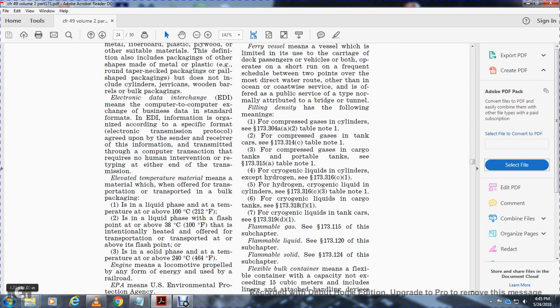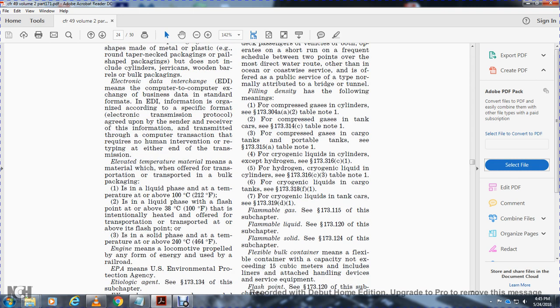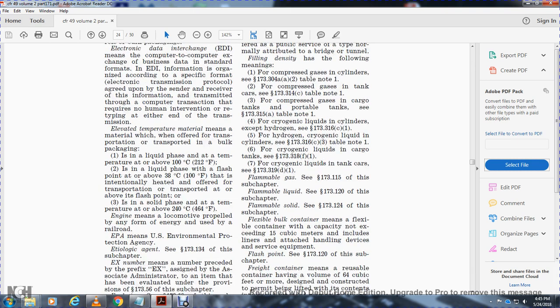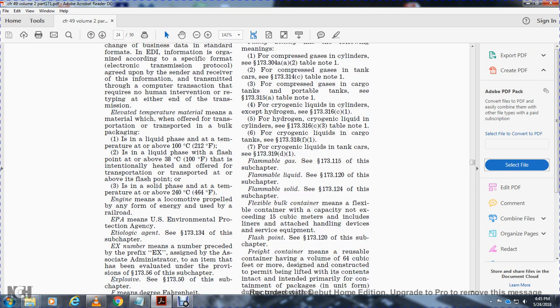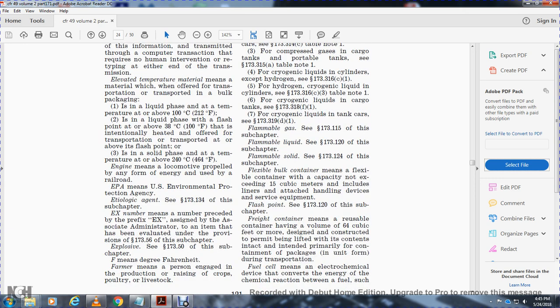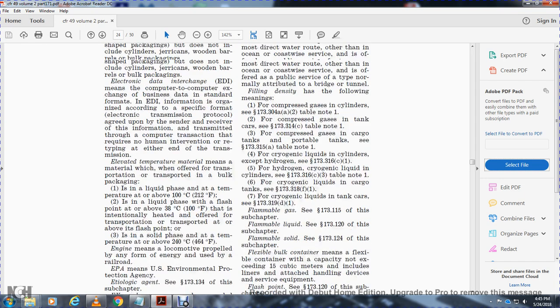Engine means a locomotive propelled by any form of energy used by a railroad. EPA means the U.S. Environmental Protection Agency. Etiologic agent, 173.134 of the subchapter. EX number means the number preceded by EX assigned by the Associate Administrator to an item that has been evaluated under the provisions of 173.56 of the subchapter for explosives. F means degrees Fahrenheit. Farmer means a person engaged in the production or raising of crops, poultry, or livestock.